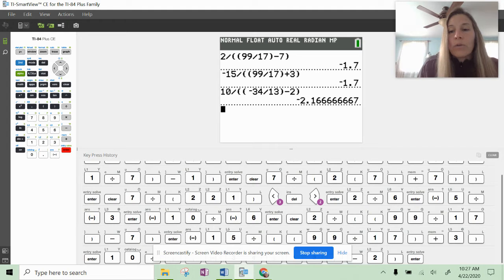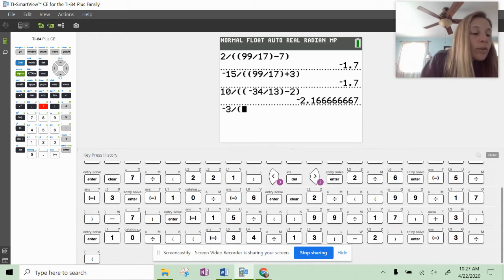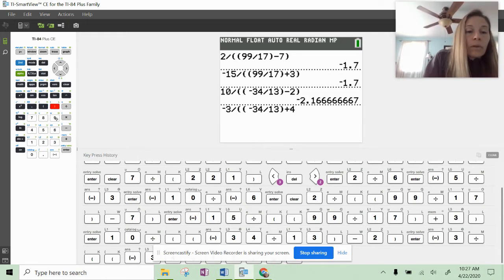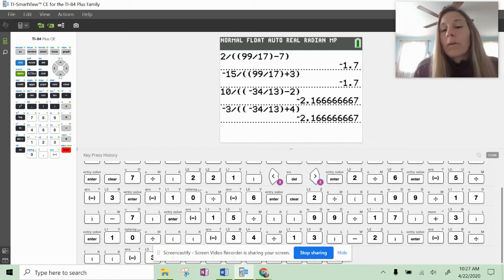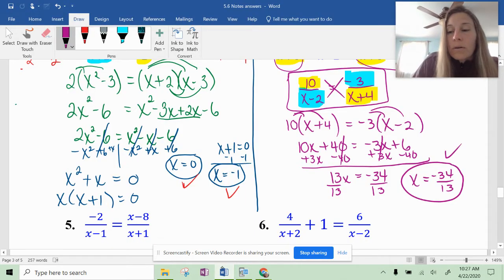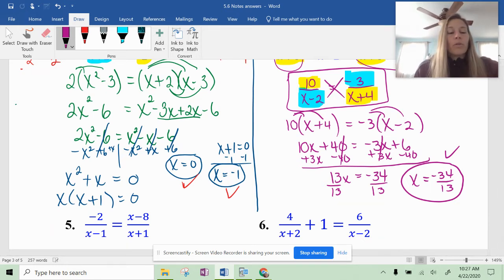And I get negative 2.16 repeating. Then on the other side, I have negative 3 over x plus 4, and my x is this weird negative 34 divided by 13. And that is going to also be negative 2.1666, whatever. So we know that this is also a legitimate solution. All right, so two more for the cross multiplying.